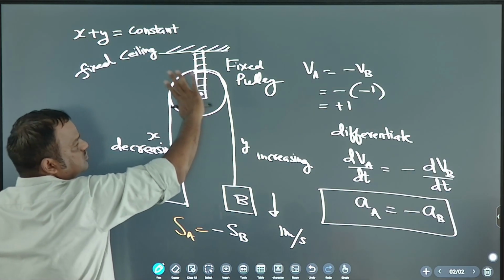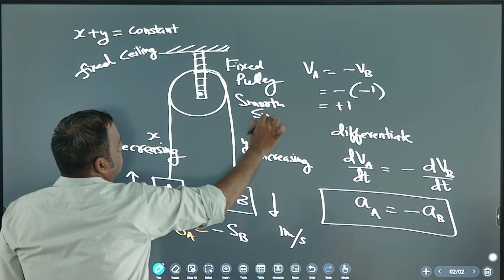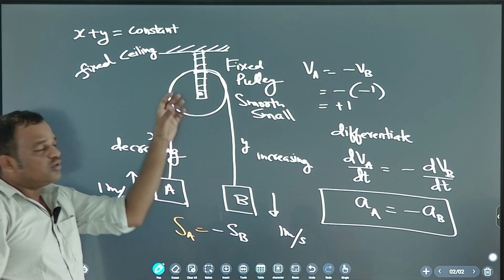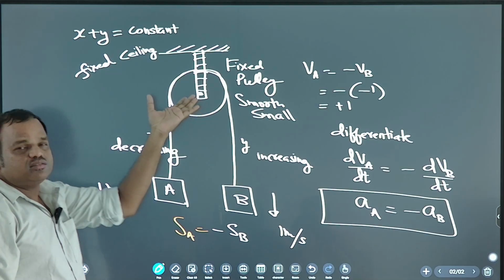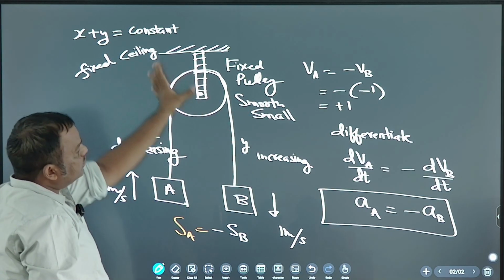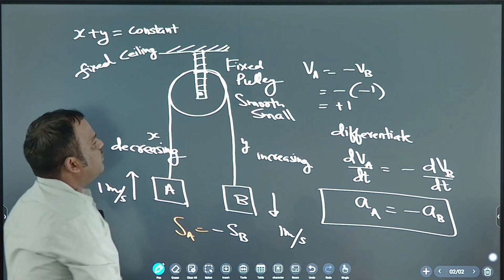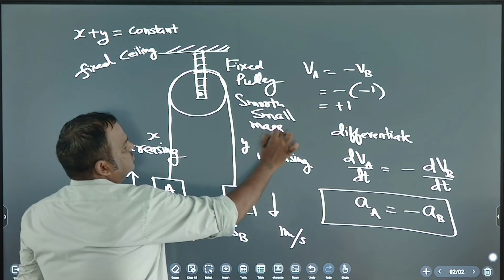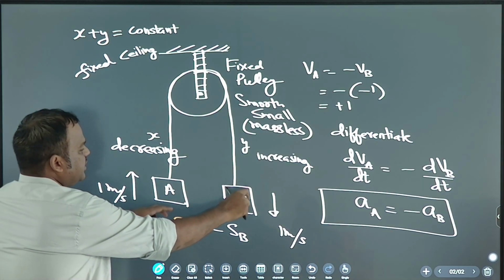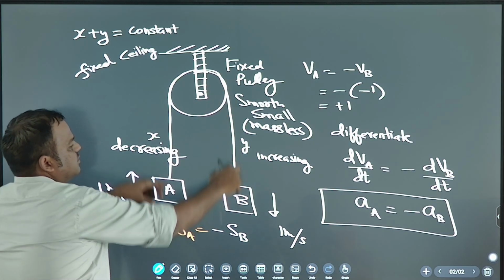The pulley is fixed here. It is a smooth pulley, right? Smooth, small pulley. It is not rotating, because for rotation of the pulley, what is needed? Friction. So it is smooth, so frictionless. So will the pulley rotate or not? No, it will not. Okay. It is a small pulley, and we consider it massless also. The pulley is massless, correct? So if B is going down, A is going up. If A is going down, B is going up. Okay, like this.